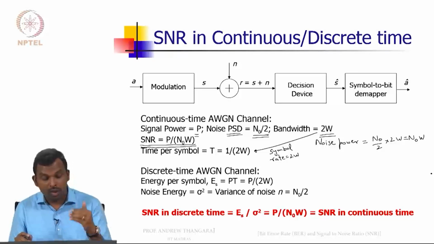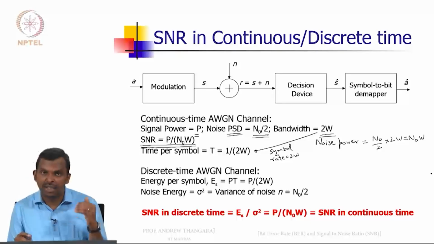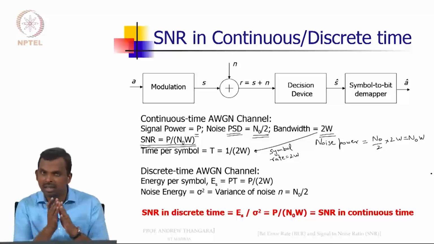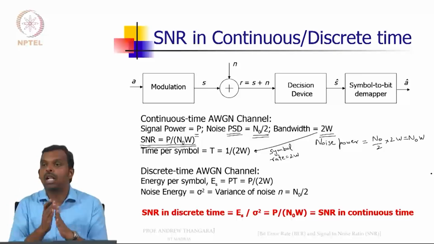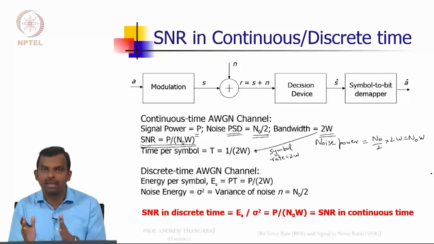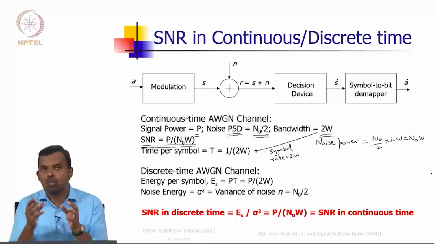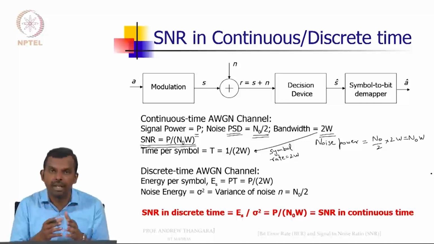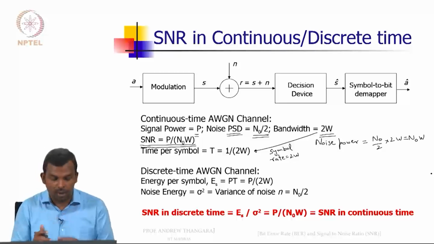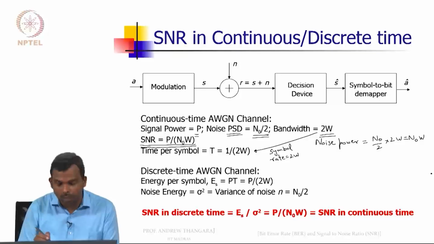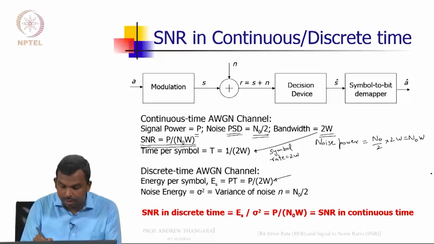When you convert from continuous time to discrete time, one does not think of power, one thinks of energy. Because you are sending a certain signal for a particular time, the total accumulated energy is a good measure of the energy you expended for transmitting that particular bit. Energy is power into time. Power was P, the time was 1 by 2W. So this is energy per symbol.